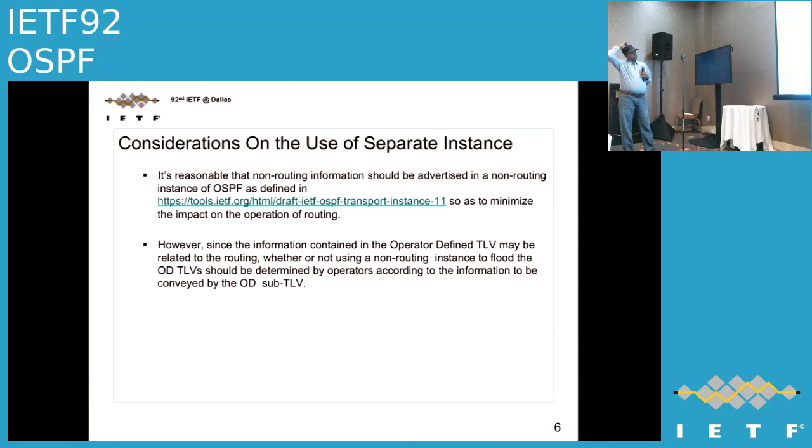Last time we got some feedback from a couple of folks here on the usage of a separate instance. It depends: if the information being passed through this TLV by the operator pertains to routing, which impacts routing, it can be used in the same routing instance. If it does not correspond to the routing instance, it can be used in a different instance. An OSPF transport instance can be used, for example. Next slide.